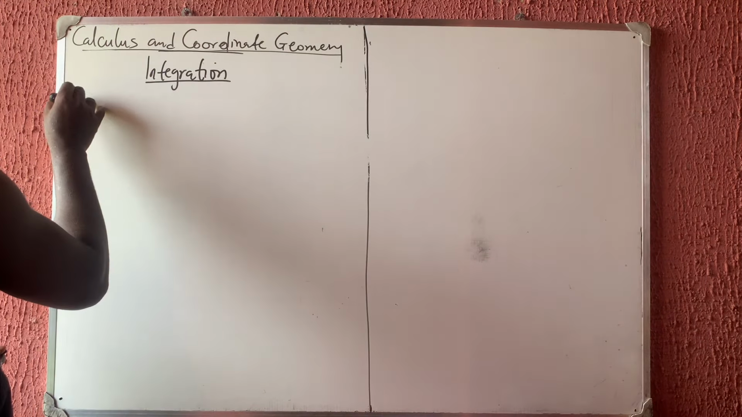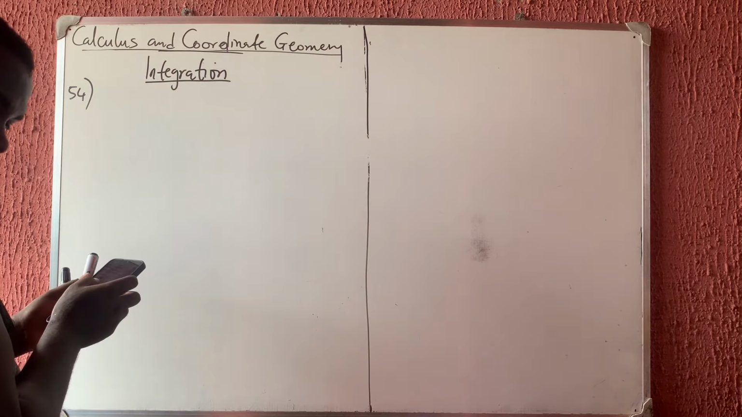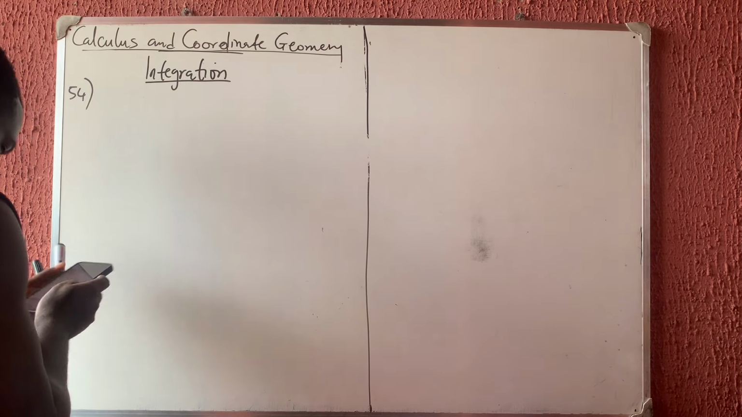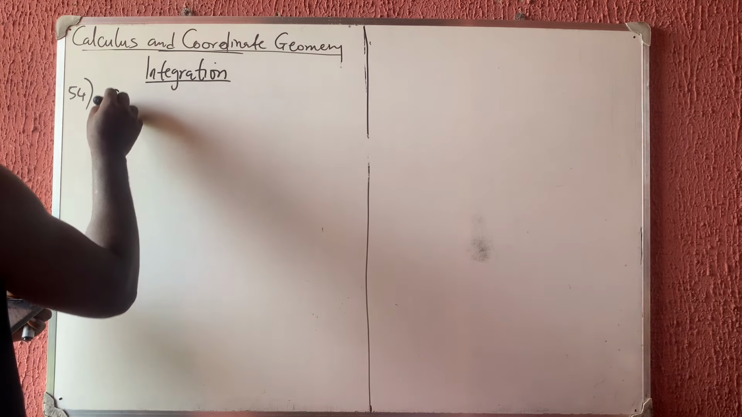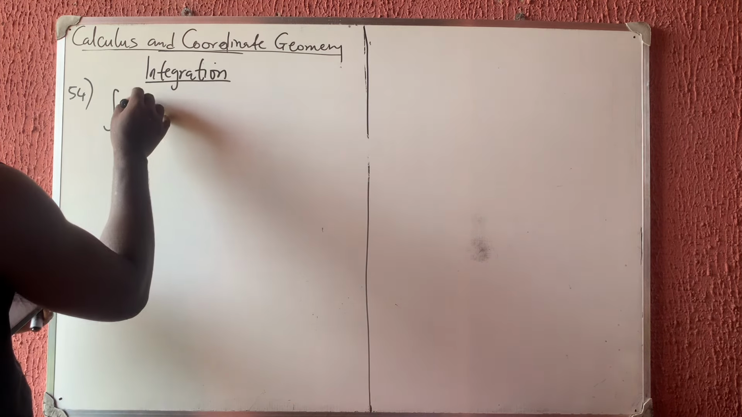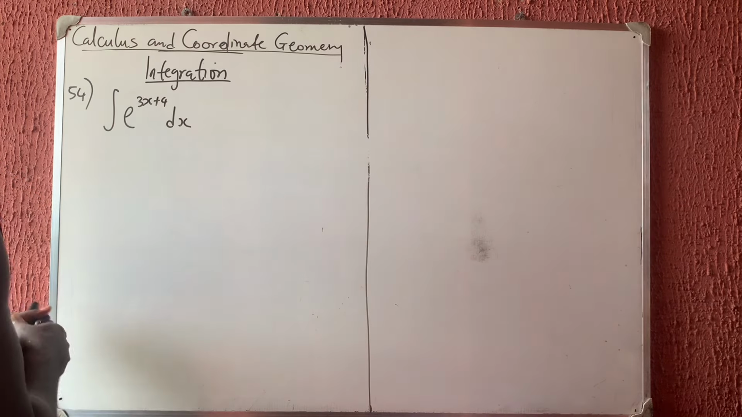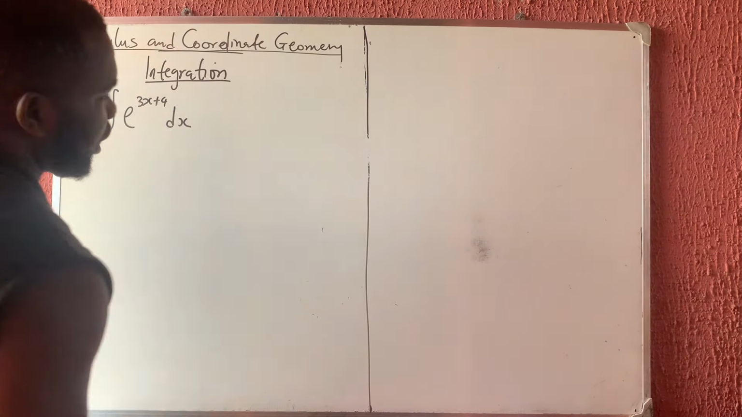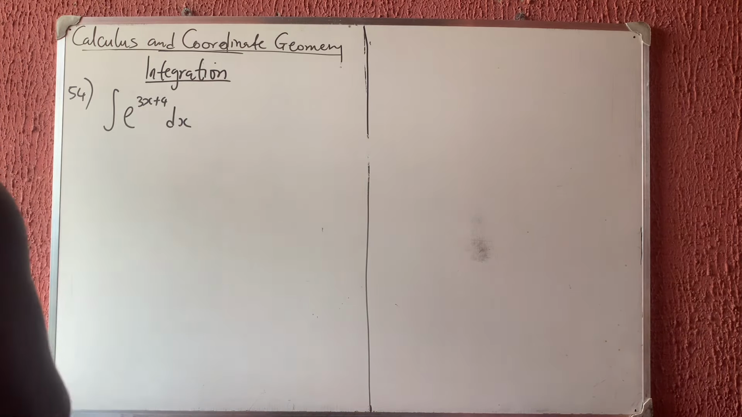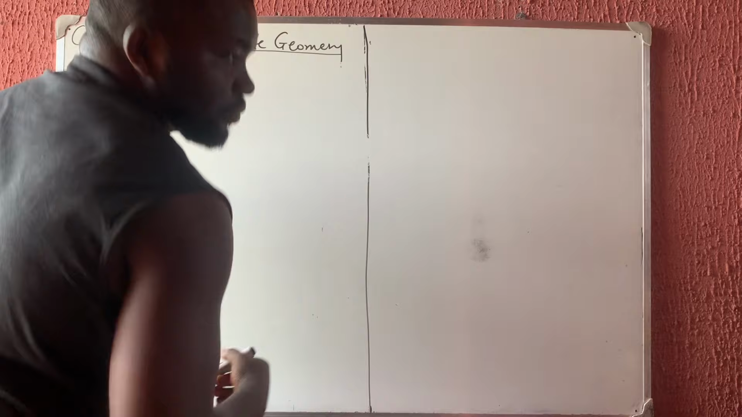Question number 54 said the integration of e raised to power 3x plus 4 dx. Now, this is the easiest integration that you will meet in this calculus and coordinate geometry. Okay? Now, let me teach you something about e raised to power something.